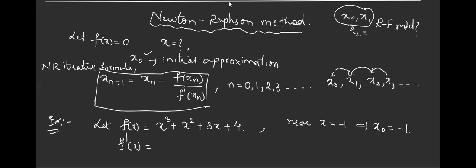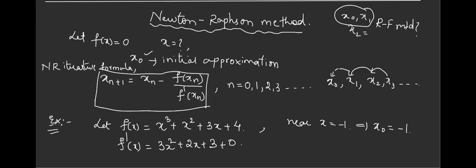Differentiate it now with respect to x because we want it in the formula. What is the derivative of x cube? 3x square. Derivative of x square? 2x. Derivative of 3x? 3. Derivative of 4? 0. So what do you have to do? Take f of x, find f dash of x, and if they have given a value that the root is near, take that as x naught. This is the first part.